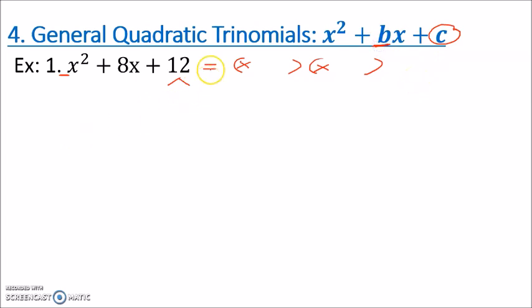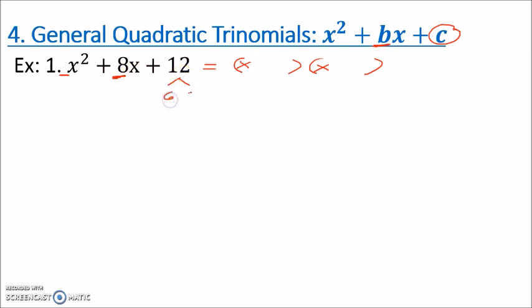How is that? Example, yung 12. Maghahanap tayo ng factors ng 12 na kung i-add natin ay magiging 8. Ano ba yung factors ng 12? We can have 3 and 4. 3 times 4 is 12, but 3 plus 4 is 7. So, hindi pwede. Pwedeng 12 and 1. So, 12 times 1 is 12. Pero 12 plus 1 is 13. So, hindi pwede. Or 12 minus 1 is 11. So, hindi rin pwede.